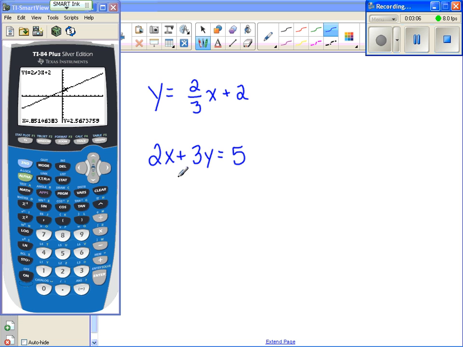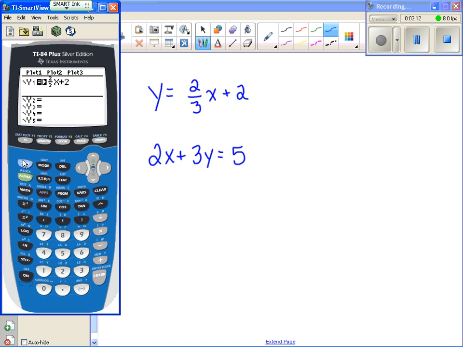Suppose you have something like 2x plus 3y equals 5. Well, the problem is if I hit y equals, because remember that's where we will put our equation in, notice that they're all in terms of y equals. Well, this one's not. This is in standard form. In order to put it into your calculator, you need to have it either in slope-intercept form or at least have it solved for y.